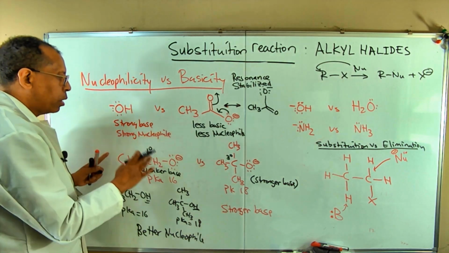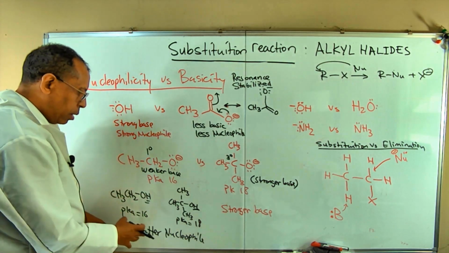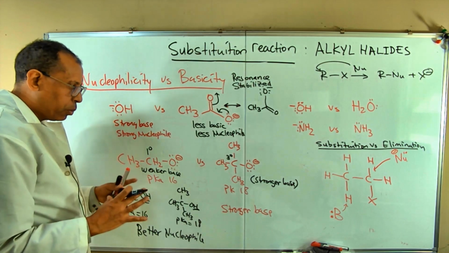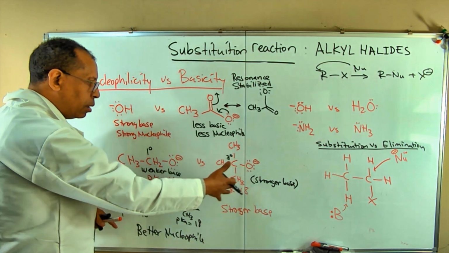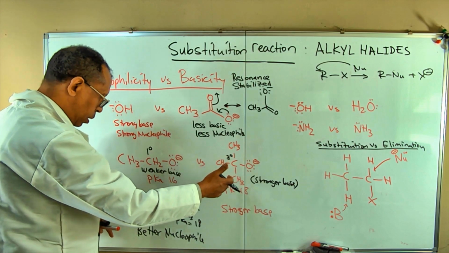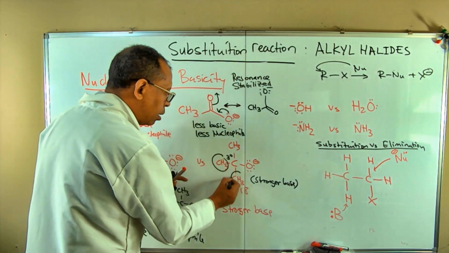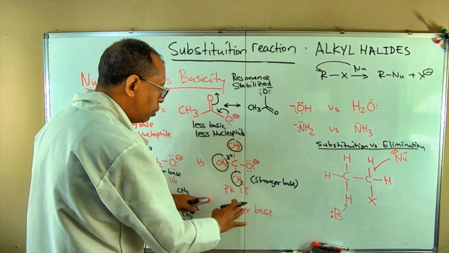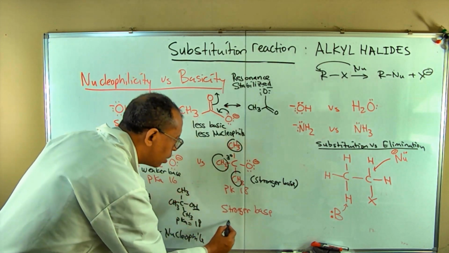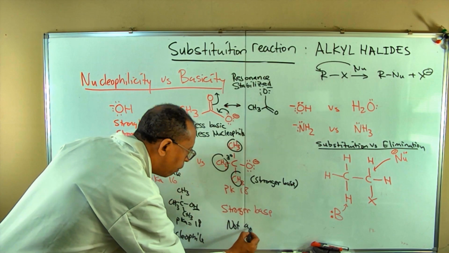So necessarily a stronger base is not always a good nucleophile. Size also is very important in terms of determining. This is very branched and it has a bulky group on it. This is bulky, this is bulky. As a base, it's good, but not a good nucleophile.